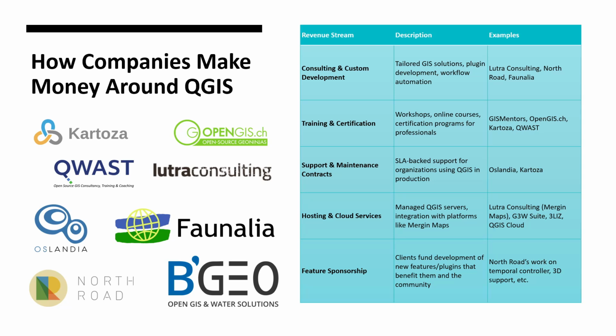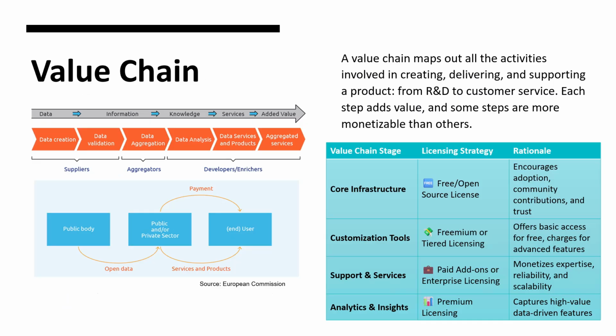This model proves that open source isn't just sustainable, it's scalable. It aligns public value with commercial viability, and it invites institutions to invest not just in software, but in ecosystems. QGIS isn't just a tool, it's a platform for collaboration, innovation and sovereignty, with business models that work.